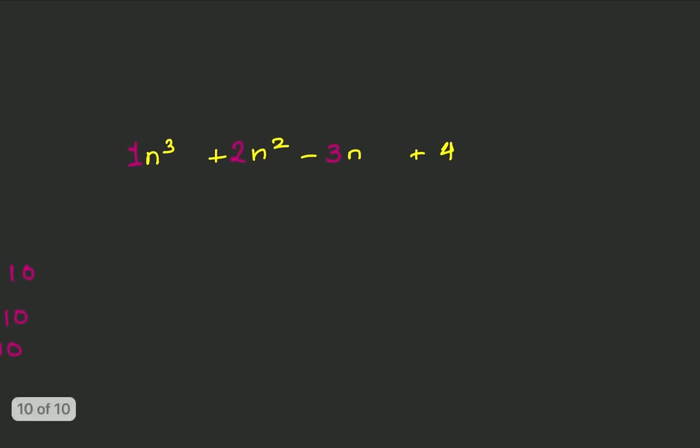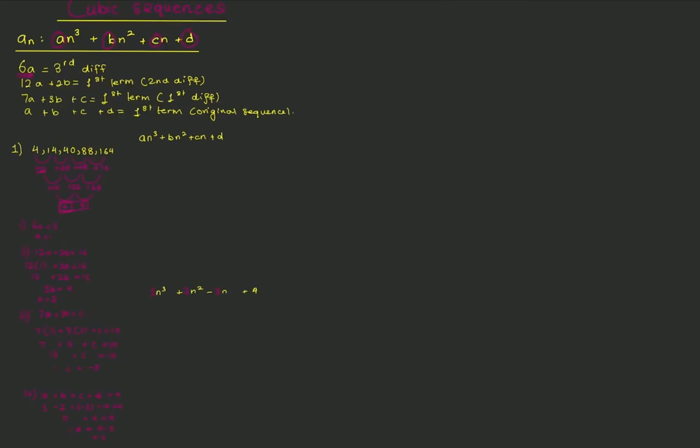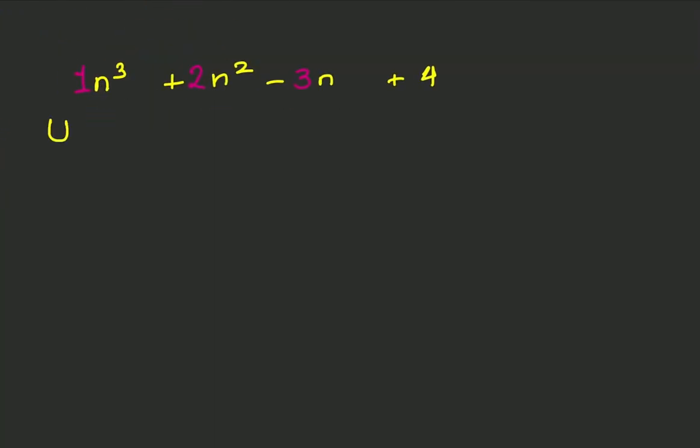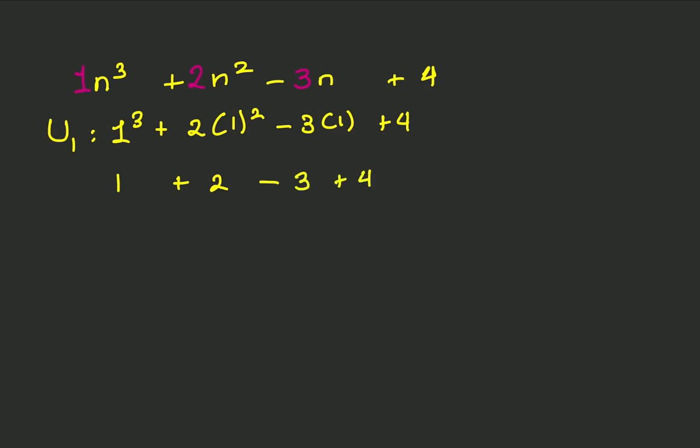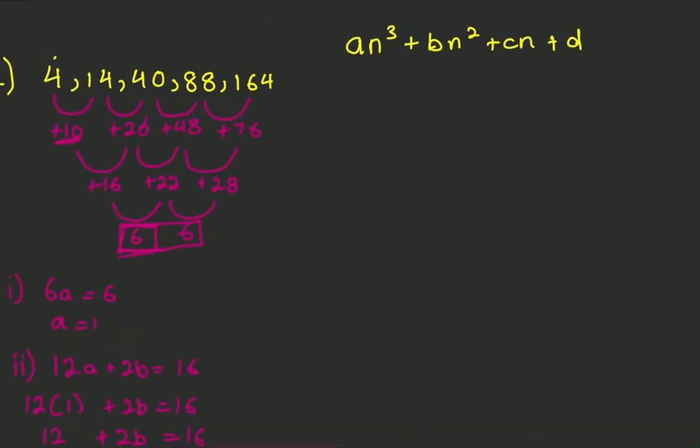Now let's see if it works accordingly. Let's find the value of the first term. So let's input n as 1. So 1 cubed plus 2 into 1 squared minus 3 into 1 plus 4. So that's 1 plus 2 minus 3 plus 4. So 3 minus 3, 0, plus 4 becomes 4. And that is the first term of the sequence.